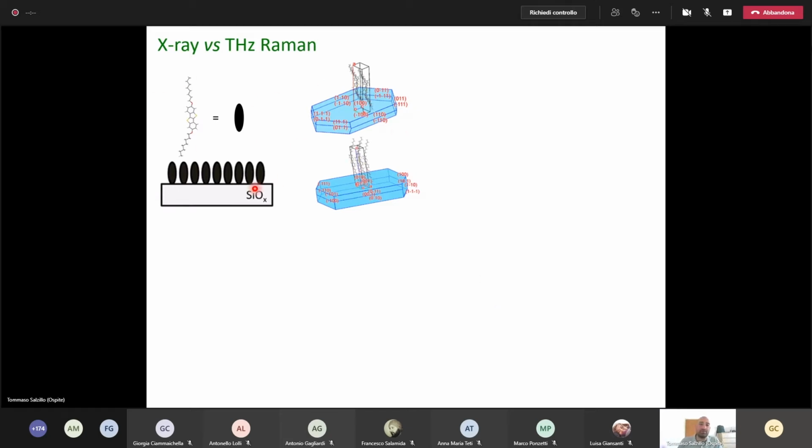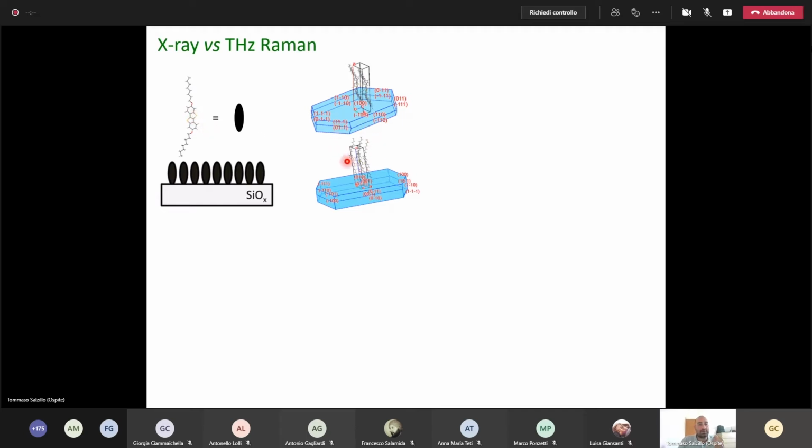And here I need to introduce something that I didn't say before. Both the polymorphs, the molecules inside the crystal structure, are organized in the same way. In the same way means in the stand-up configuration. So all the molecules are perpendicular to the surface versus the main axis of the molecule.